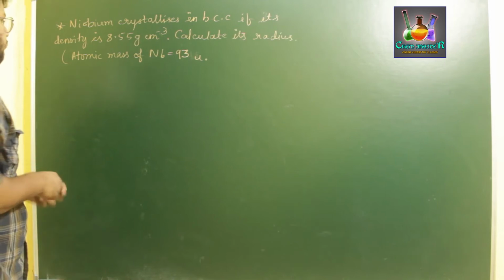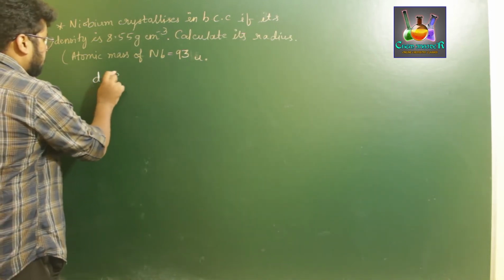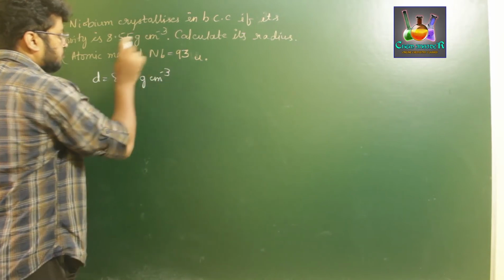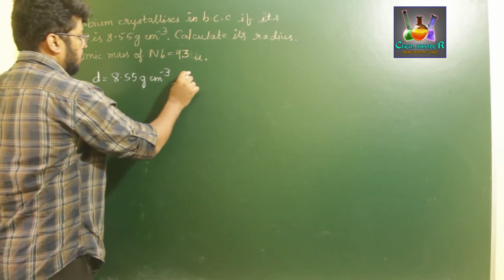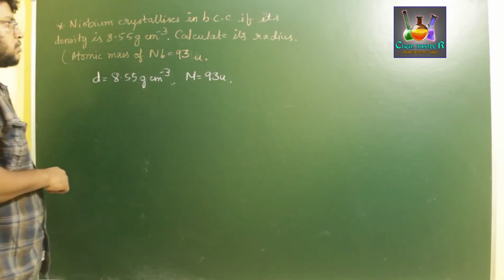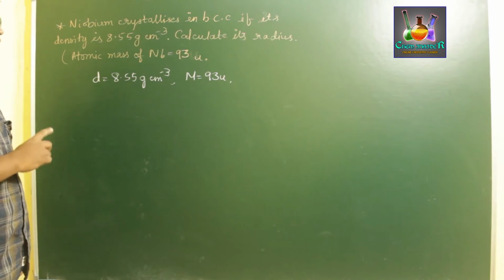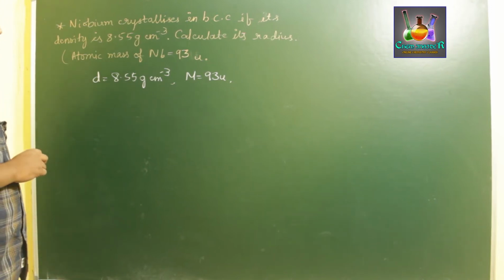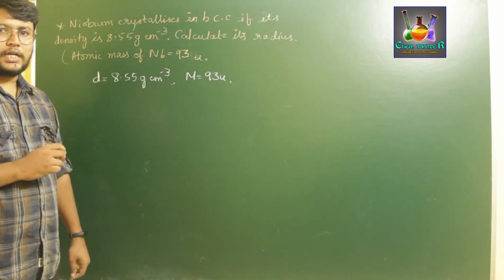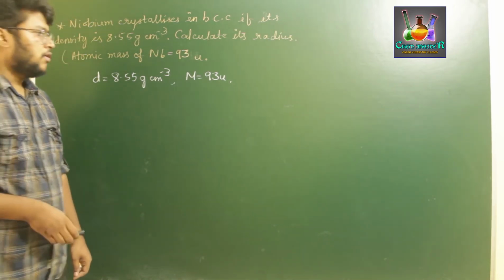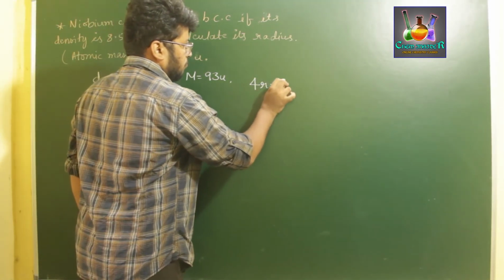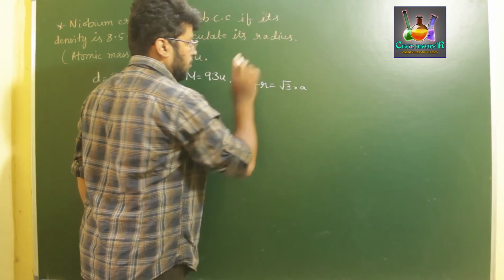So if you write down the data given, density is 8.55 grams per cm cube, and atomic mass M is 93 u, and they have asked us to calculate the radius of an atom. In order to calculate the radius of an atom, what you have to know is, while we discussed the packing efficiency of the BCC lattice, we came across an equation where we found that the body diagonal 4r is equal to square root of 3 into a.